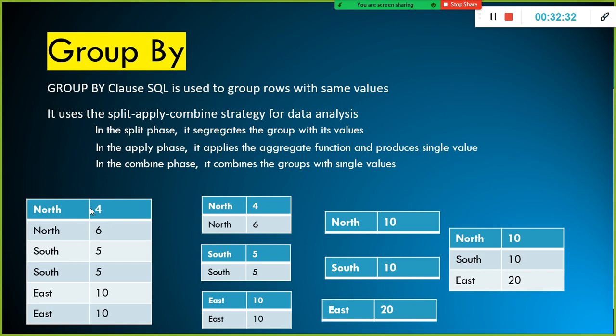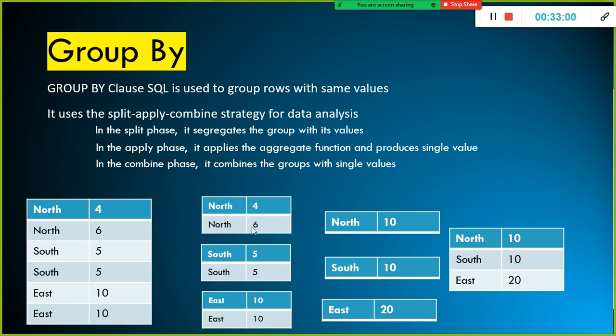values based on the group. So north and north are the same. It split the north and north separately, and the corresponding values also. And again, the south and south, it split as a separate group. East and east, it grouped as a separate one. So now, the first one is the split phase, and the second phase is aggregation.